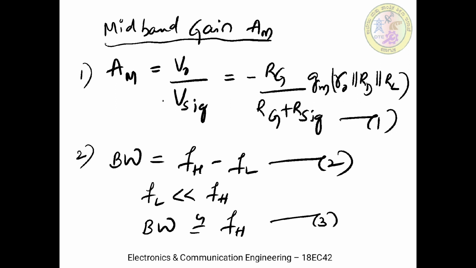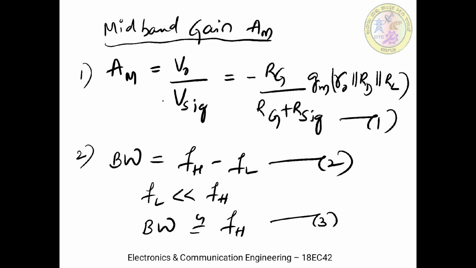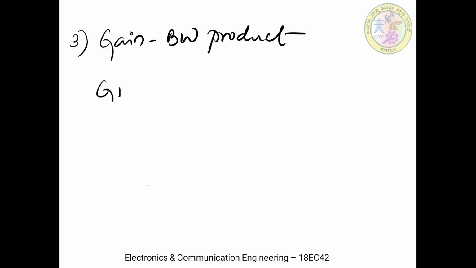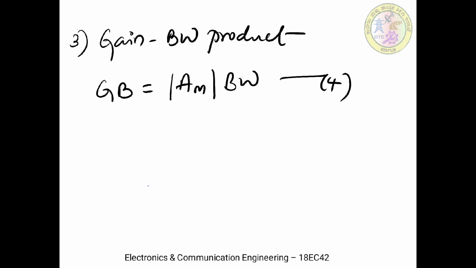Then there is one more figure of merit for amplifiers, which is called the gain bandwidth product. This is defined as the gain bandwidth product equal to the magnitude of the mid-band gain into the bandwidth. So this is another useful expression related to the 3 frequency bands.